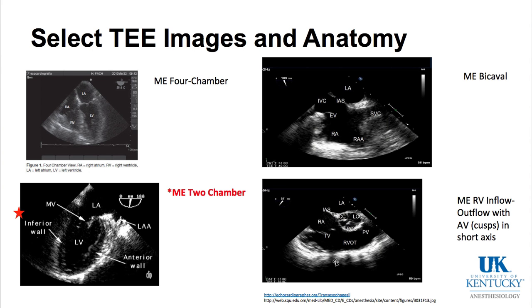The bottom right shows the mid-esophageal RV inflow-outflow view with the aortic valve cusps in short axis. So we see the right atrium, the tricuspid valve, blood then crosses the tricuspid valve through the RV, out the pulmonary valve, into the pulmonary artery, and you see the aortic valve in the middle with the non-coronary cusp aligning with the interatrial septum, no coronary coming off of there, and the right coronary cusp being the most anterior, and the right coronary would come out of here, and the left coronary cusp would have the left coronary coming off of it.